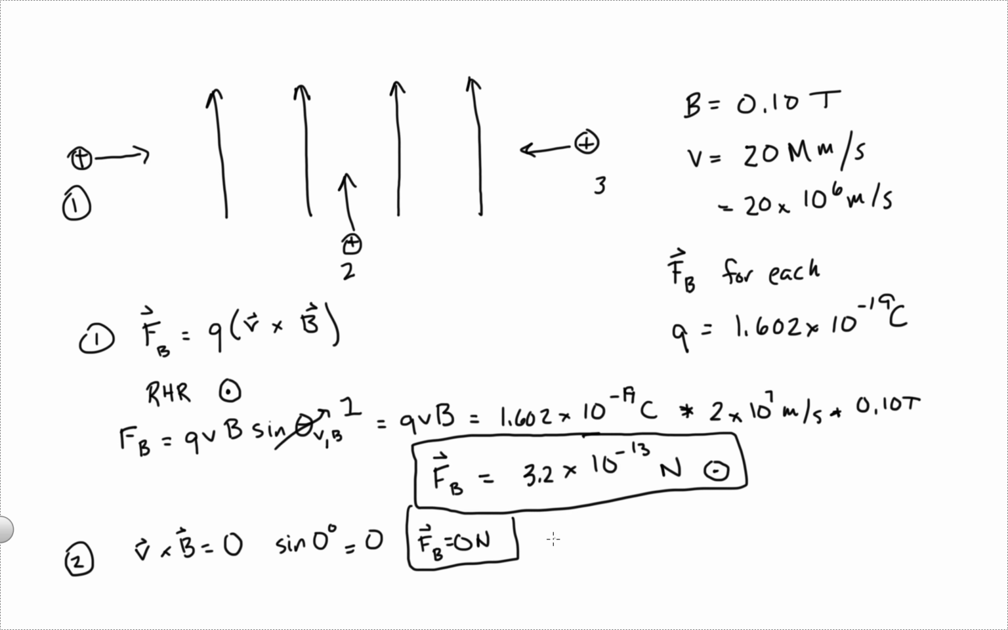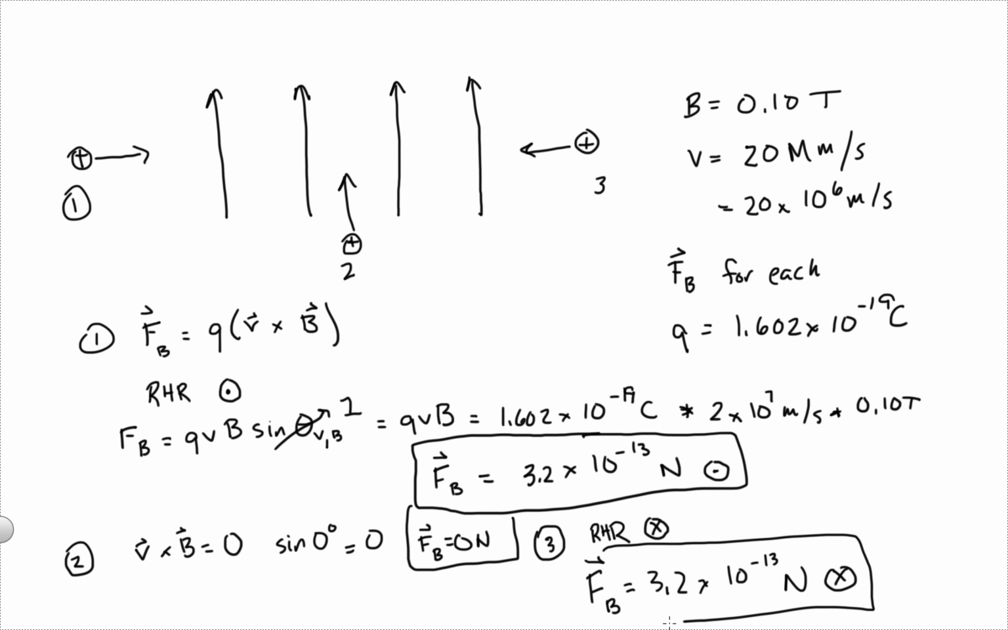And so for 3, for 3, the only difference between 1 and 3 is the direction of V. And so now V cross B goes into the page, and so that's our direction. And if we look at the magnitudes, well, the magnitudes are all the same, right? It's a proton, so the charge is the same, speed is the same, magnetic field is the same, and so the only difference between 1 and 3 is the direction of the force. So this is going to be 3.2 times 10 to the minus 13 newtons, and we are going into the page. And we are done.